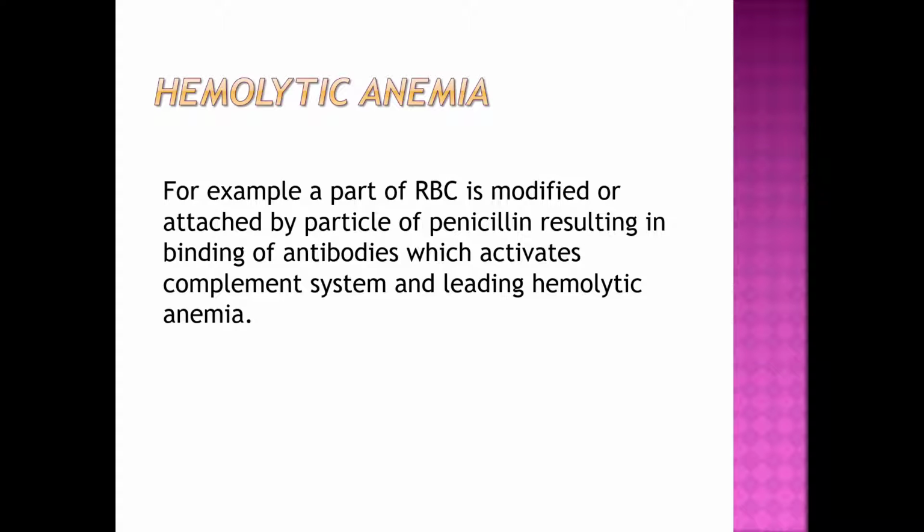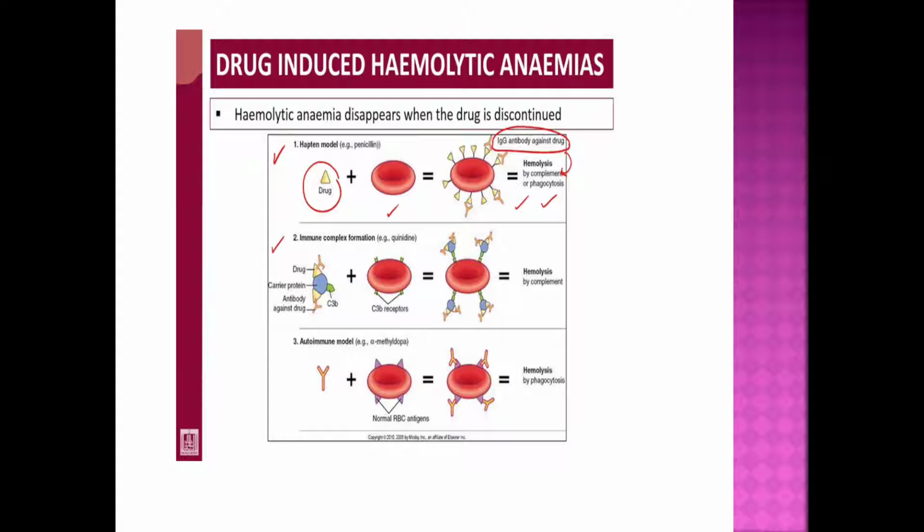Hemolytic anemia. In this case, maybe a particle of penicillin can act as an antigen, which results in the binding of antibodies and then activating the complement system, which leads to hemolytic anemia. As you can see right here, a part of the penicillin, when attached to the cell surface of the RBC, will lead to the binding of IgG antibodies with the antigen and then activating the complement system, and then that complement system is responsible for the hemolytic anemia, the lysis of the cell.